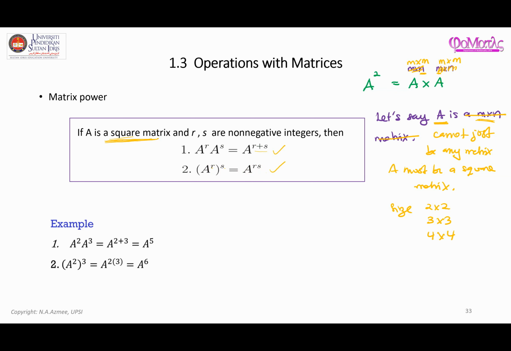Okay, so here is a simple example. You can see here we have A squared times A cubed. This is a matrix, and it can be simplified as A to the power of 5. So you just add up these two exponents together. And the same thing for this one, it can be simplified to A to the power of 6, by multiplying 2 and 3.